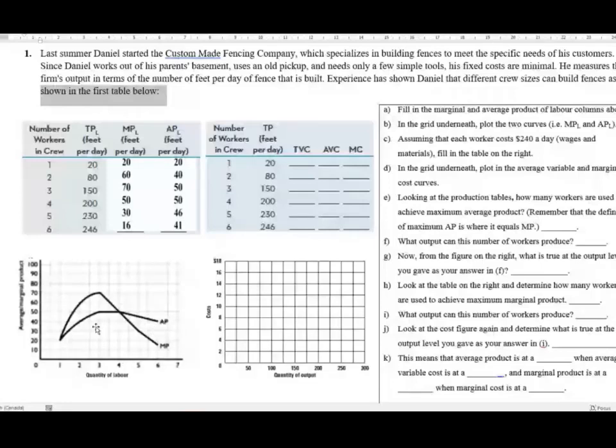So anyways, we have the typical pattern that we would expect. The marginal product increases, caps out, and falls. It hits the average product at its maximum. So we know everything's right, makes sense. So now this part C says, assuming that each worker costs $240 a day, wages and materials, fill in the table on the right. Okay, so what would the total variable cost be for one worker?